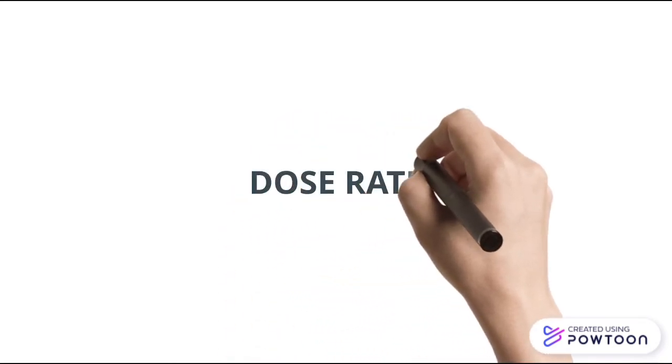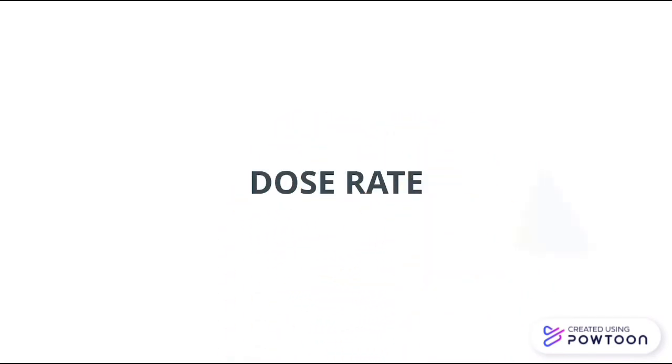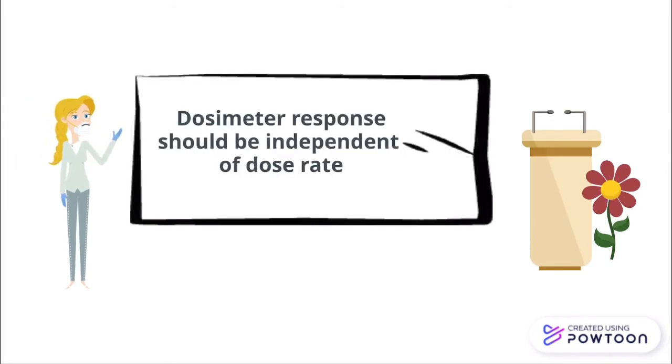The third semiconductor property is dose rate. In an integrated system, the dosimeter response should be independent of the dose rate at which the radiation dose is delivered. The dose rate dependence of the dosimeter should be checked and appropriate correction should be applied in order to investigate the dose rate dependence and response.